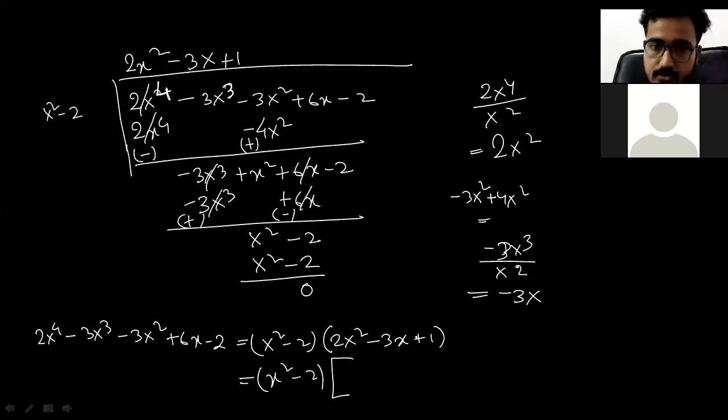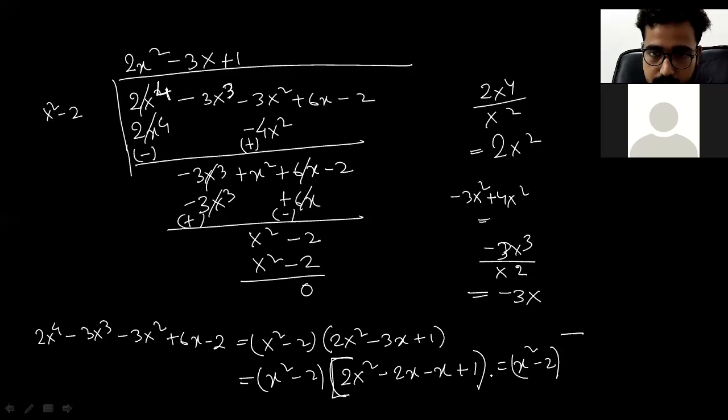Now see, the product is 2 and you have to break the middle term minus 3 as a sum, such that the product gives 2. So it will be minus 2x minus x plus 1. Now here take 2x common, so it will be x minus 1. And take minus 1 common, so it will be x minus 1.